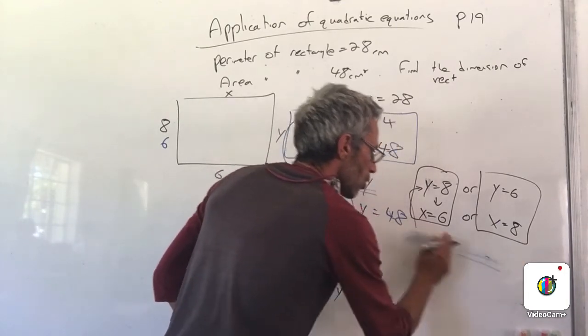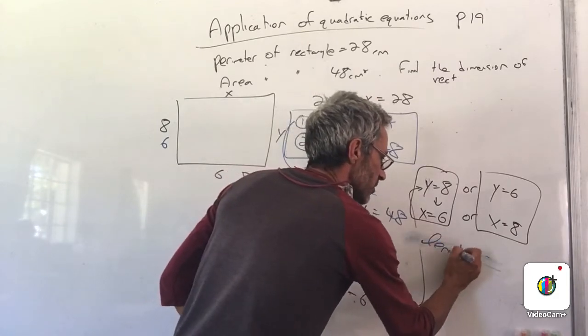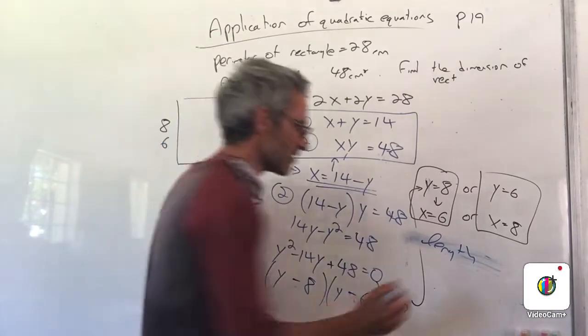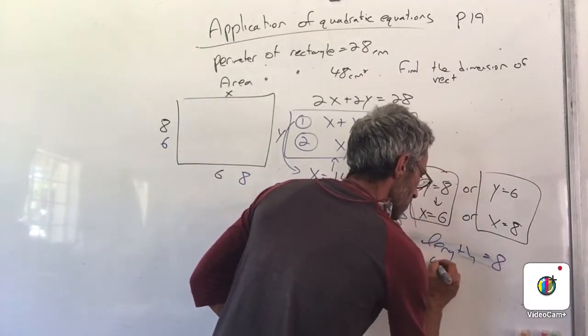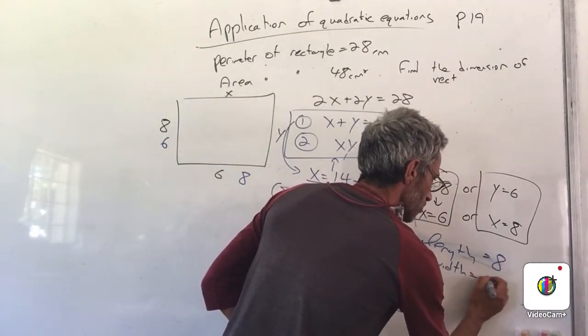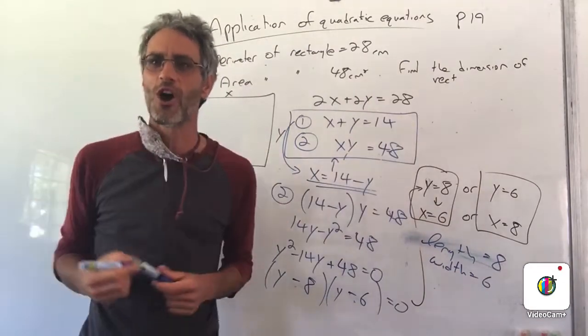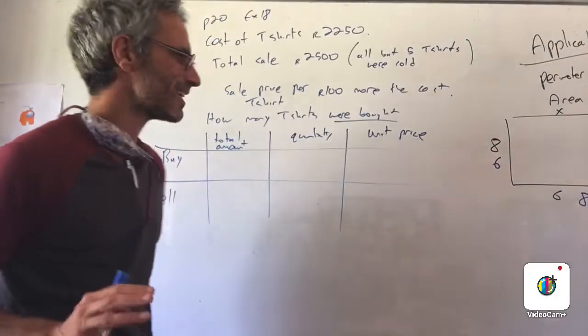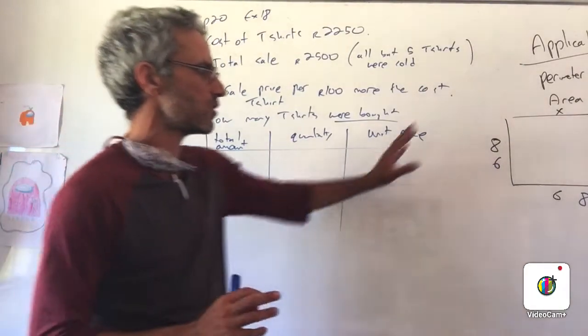So maybe we'll call it, which one is the length? Okay, this is a bit of a wordy thing. Which one is the length then? 8. It's the long one, okay? So length equals 8, width equals 6. There's only really one answer. I'll pause here.